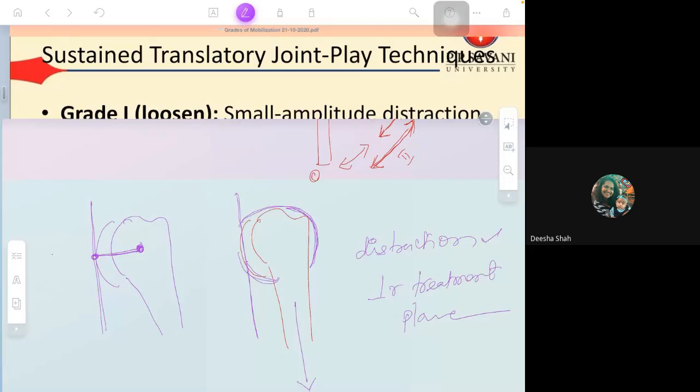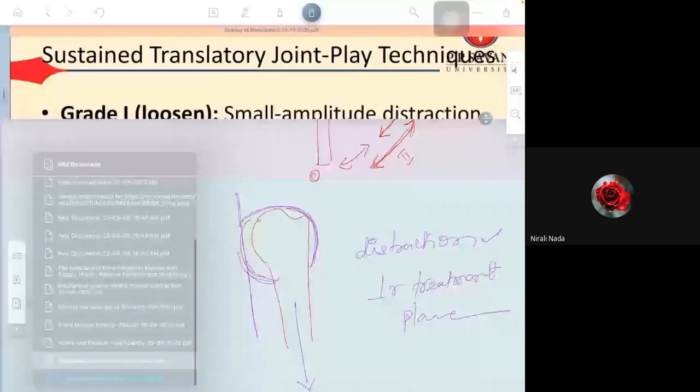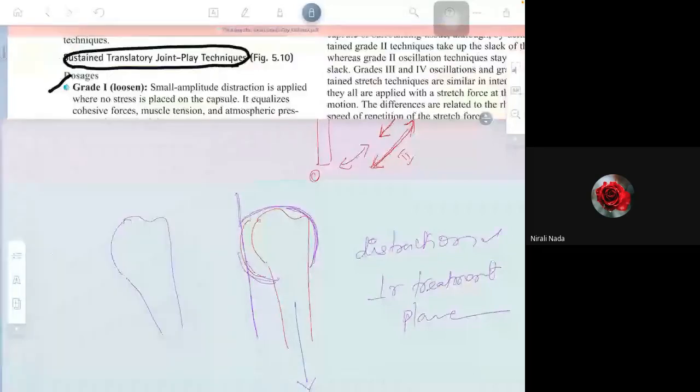Do you know the definition of treatment plane? Anyone? First you should know what is treatment plane. Hello? Are you there? Hello? Can you hear me? Yes, sir. So what is treatment plane definition? Treatment plane definition. Oh God.